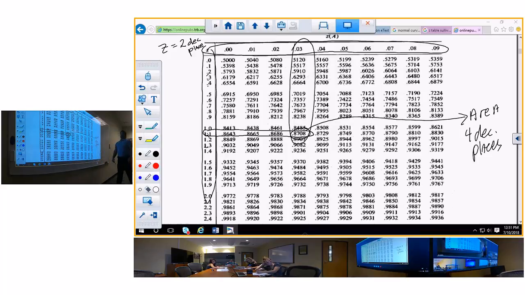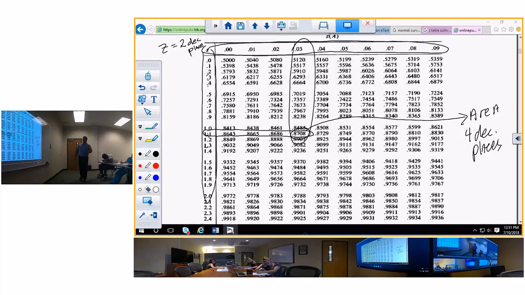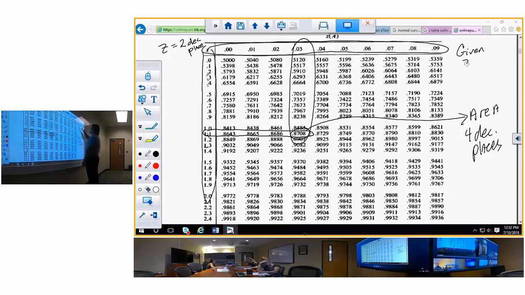So in this unit, if they give you four decimal places, they're giving you the area, then what do you have to find? Z-score. If they give you the Z-score in two decimal places, then they want you to find the area. You need to write that down. If they give you the Z-score, you need to find the area. Given Z, find area. Given area, find Z.